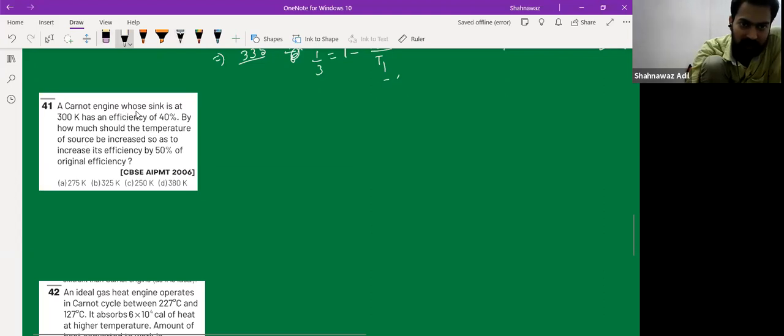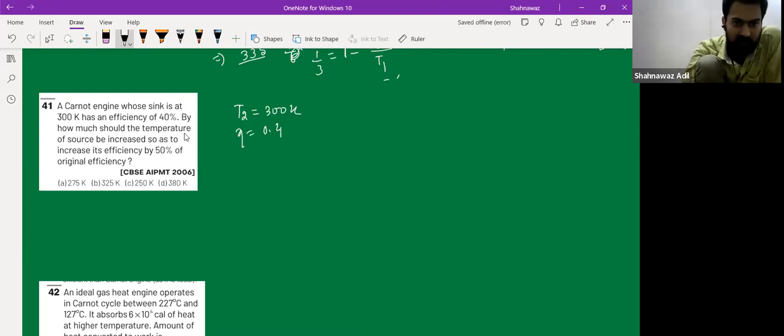Okay, so a Carnot engine whose sink is at sink, meaning T2 is given, right? 300 Kelvin, and has an efficiency of 40%. So eta is given 0.4, right? So by how much should the temperature of source be increased so as to increase its efficiency by 50%? So 50% meaning that whatever this is, so 50% of this would be what? 0.2. So new eta is what? 0.6, right?